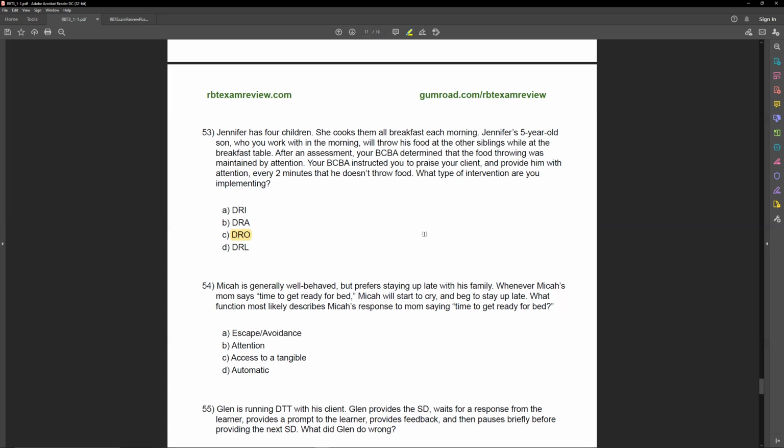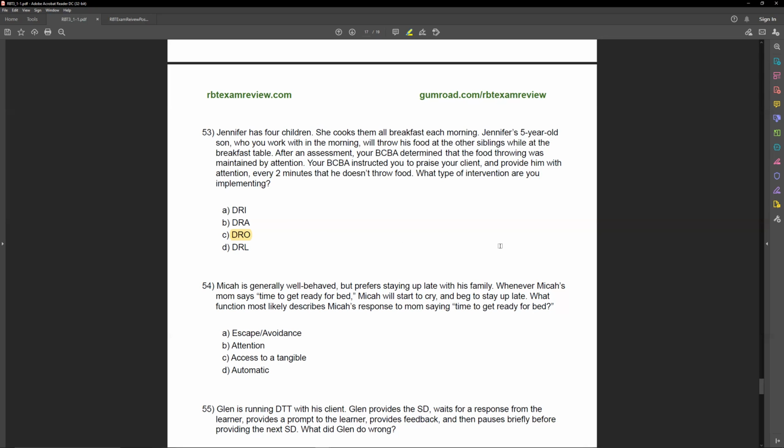Now let's say we were providing him for a different behavior, okay? So instead of throwing food, your client is using his fork to eat, okay? In that case, we might be looking at DRA or DRI, right? If we're reinforcing an alternative behavior or we're reinforcing a behavior for happening, now we're looking at DRI and DRA. When we reinforce a behavior in the absence, okay, or for that behavior not happening, that's a DRO. And so every 2 minutes he's not throwing food, we reinforce. That's a differential reinforcement of other behaviors.